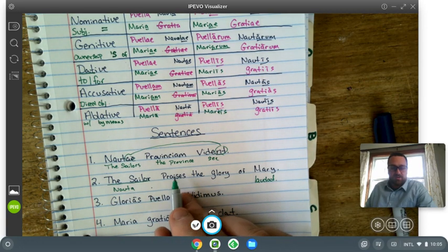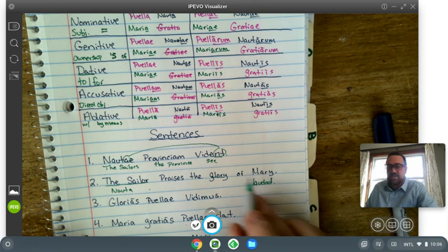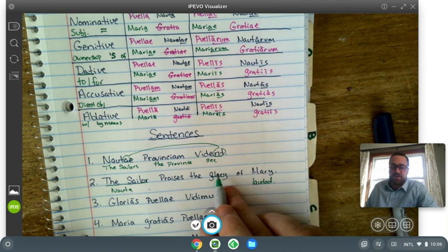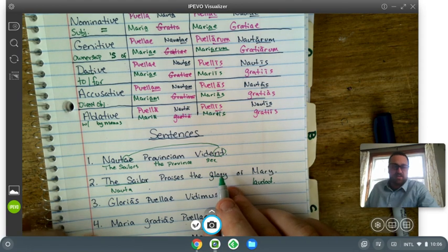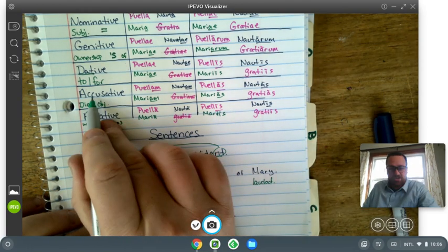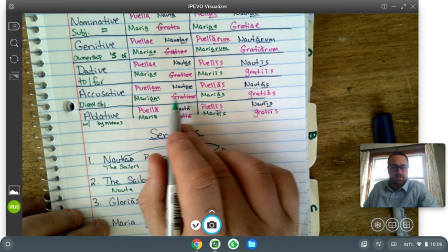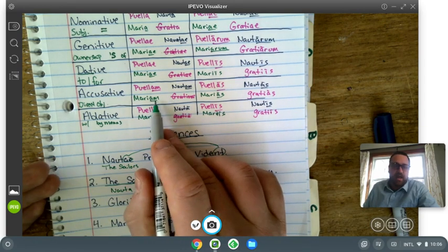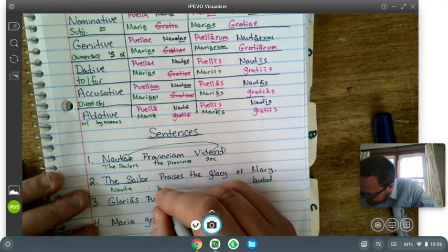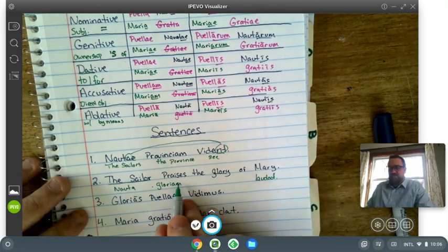Now, what does the sailor praise? So we're looking for our direct object now. Praises the glory, right? He doesn't really praise Mary directly. He praises the glory. And then of Mary is something that we'll use another case for. So he praises the glory, so we need the accusative of glory. Oh, we didn't put glory in, but if we did, it would be gloriam. It'd have an am ending. So nauta gloriam laudat. So now we have the sailor praises the glory.